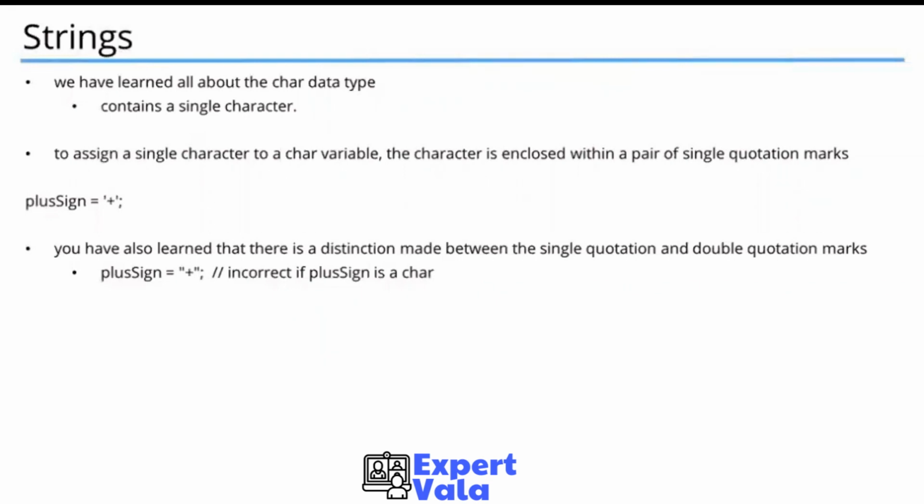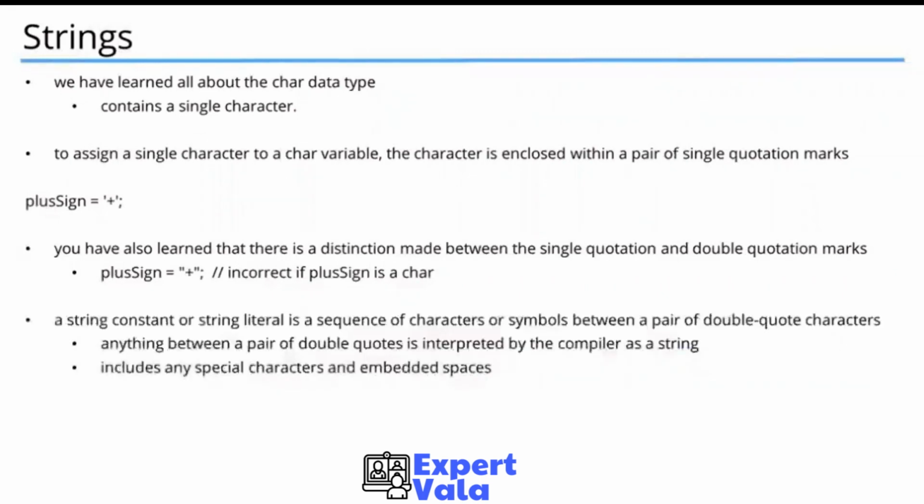You have also learned that there is a distinction made between single quotes and double quotes. If you have a plus sign variable of type char and you assign it something in double quotes, that's not going to work because you can only assign single characters to the char data type. A string constant or a string literal is a sequence of characters or symbols between a pair of double quotes. So now double quotes come into play. Anything between these double quotes is interpreted by the compiler as a string.